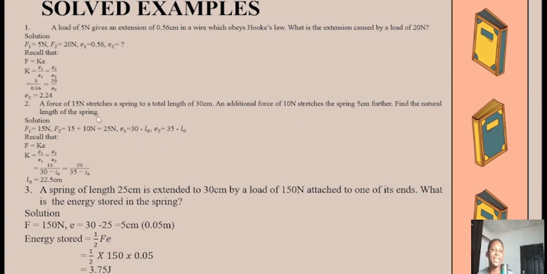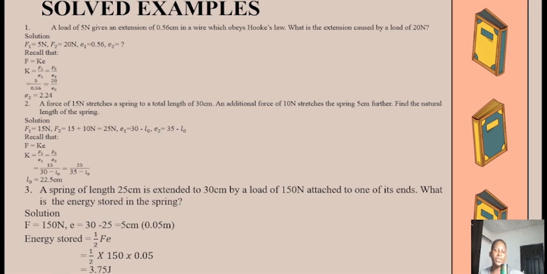So don't forget extension. When you say something extended, let's go to our board first. Let's write out our parameters. That's the first thing you do when you want to solve questions. You write out your parameters.